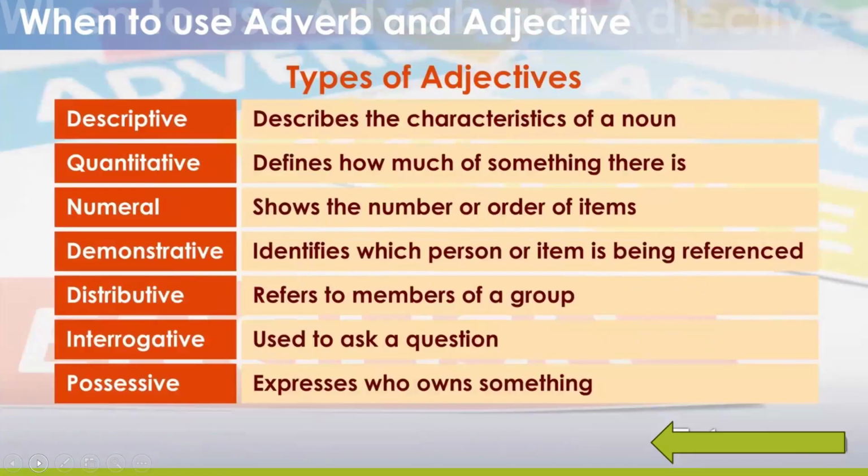No need to confuse adverbs with adjectives. Adjectives are of types. The types are descriptive, quantitative, numeral, demonstrative, distributive, interrogative, possessive. So these are the types of adjectives. The difference between adverbs and adjectives, I will make a separate video. Kindly watch that video also.